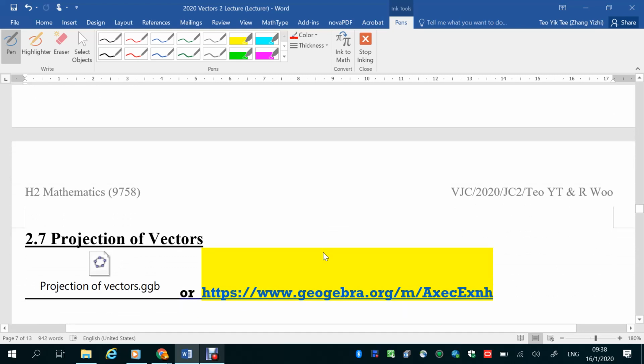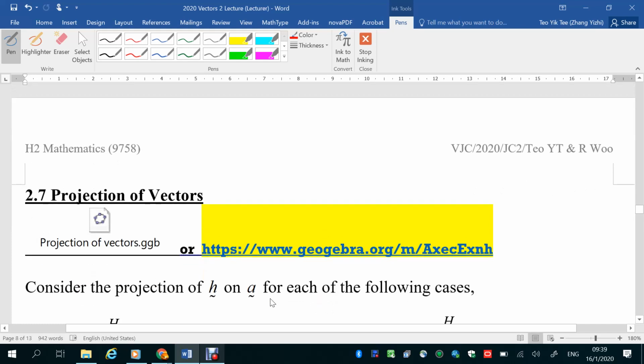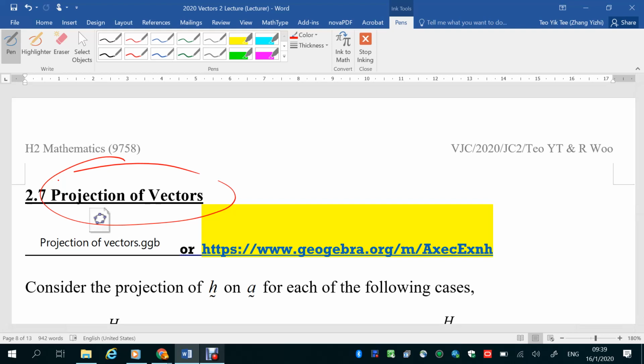There are resources available which you can look at for computer graphics, but usually I don't want to use all these things. I want you to visualize it simply. In layman's English, listen up, it is the shadow that you form when I put one vector above another vector.